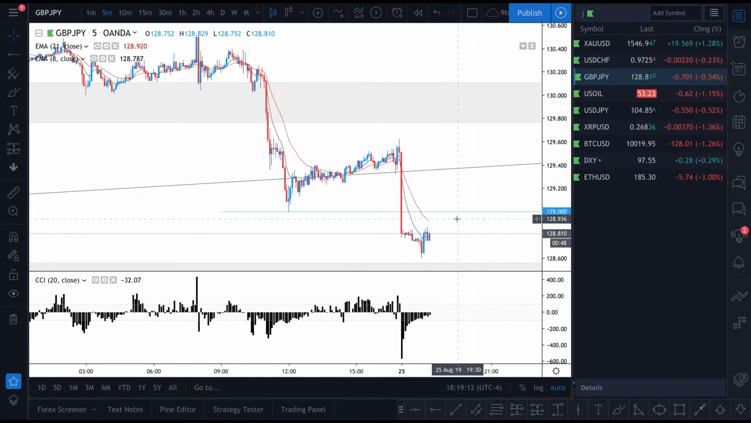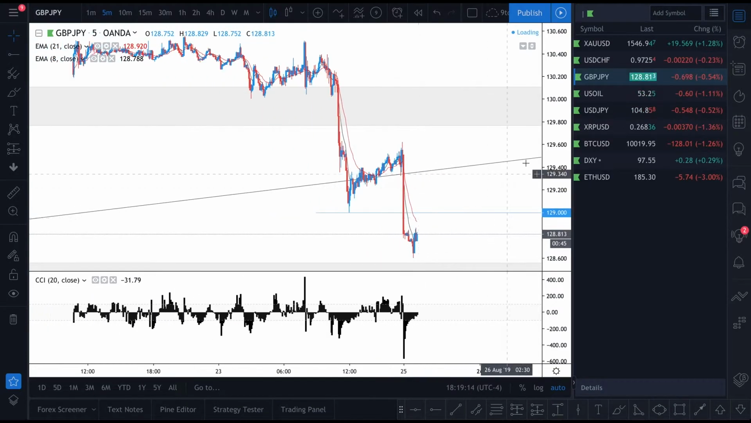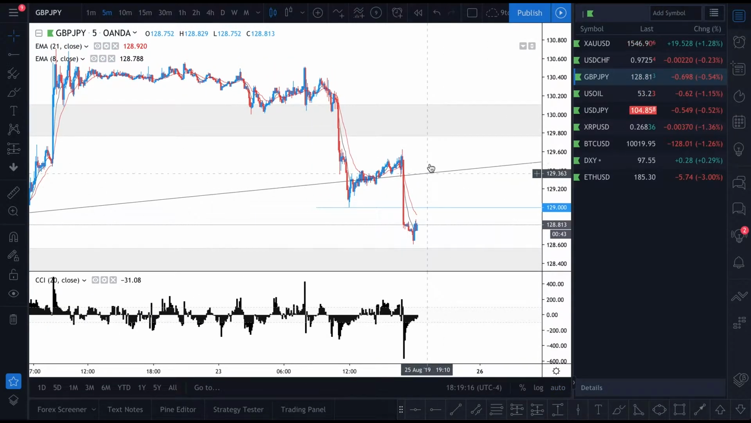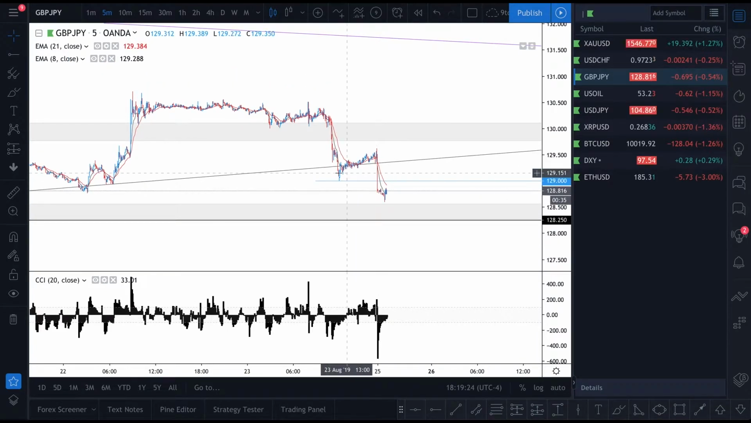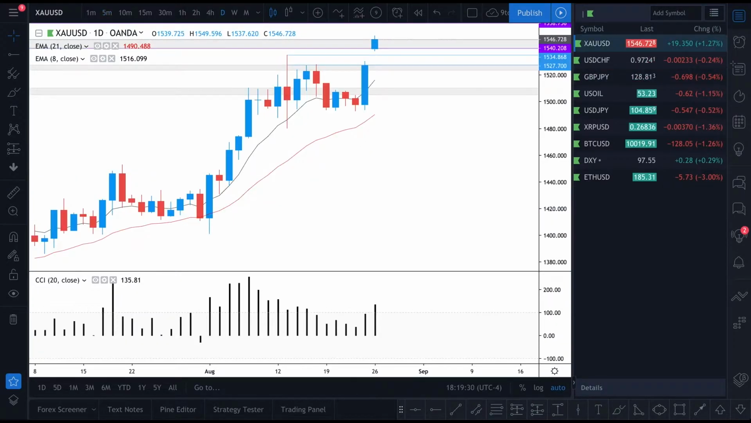So look for that around 129. If you want to, you can just set some sell limits. Stop loss would be pretty high on this one. This is kind of a high risk trade, but if you're looking to get in, that's the first level I see at the moment. And the market just opened. There's no real structure at the moment.